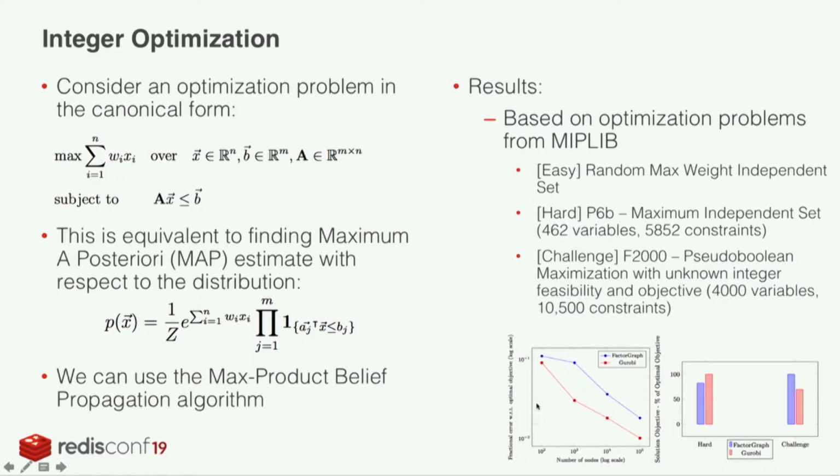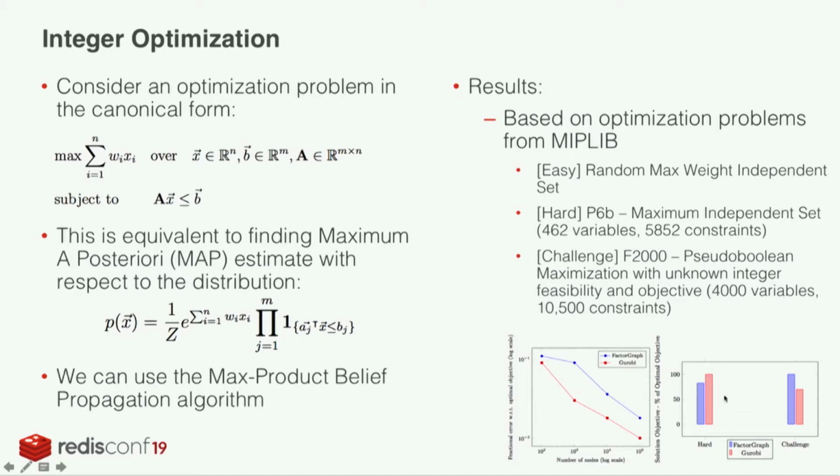This first chart shows the error for the easy optimization problems, and Gurobi is pretty much the best optimization solver out there. Our implementation is unoptimized. It's running on Redis 100% as the PubSub system, and we're approaching almost exactly the same error rate as the state-of-the-art optimization solver out there.